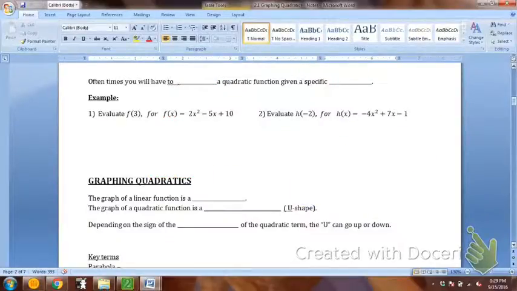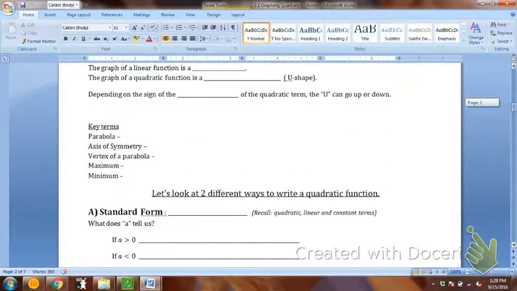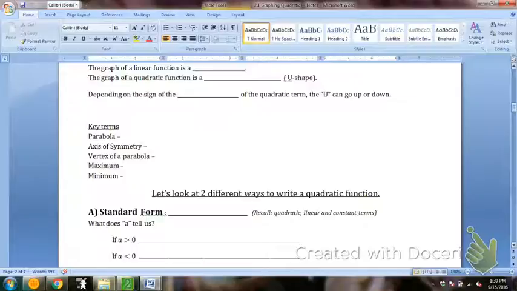Okay. The graph of a linear function is called a what? You got a linear function. What is a linear function? It's a line, right? So the graph of a linear function is a line. And the graph of a quadratic function, we've already talked about it. What's it called? Parabola. Also known as a parabola.